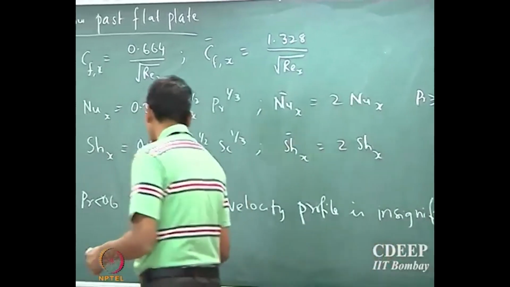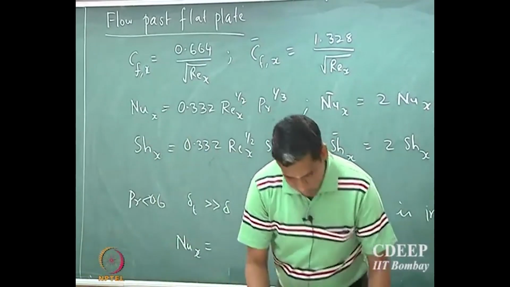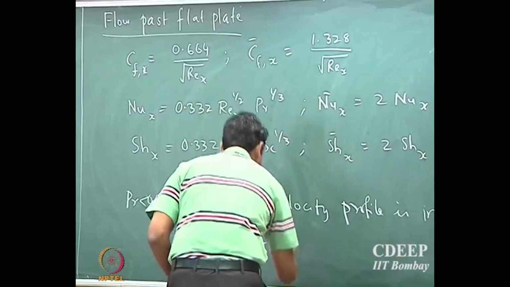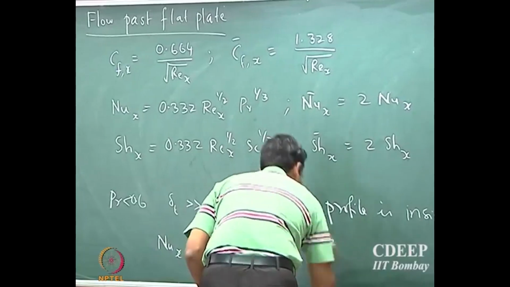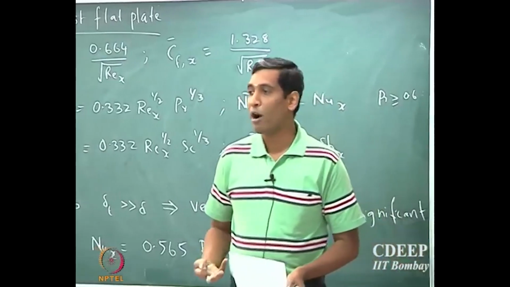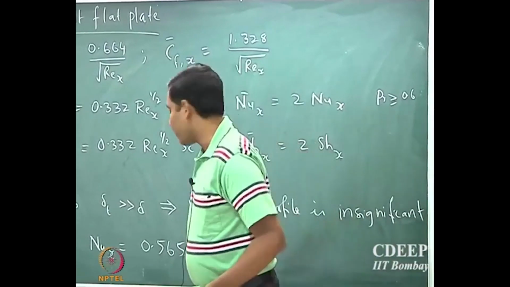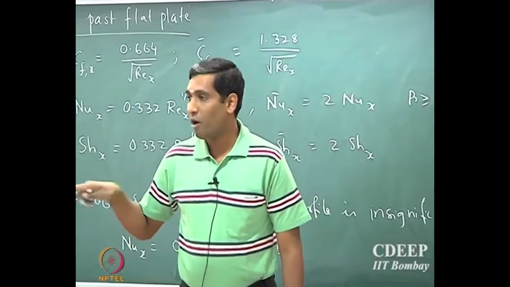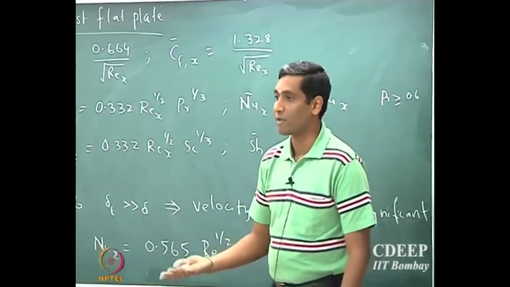And so the correlation corresponding to that would be 0.565 Reynolds number to the power of 1 by 2 and Prandtl to the power of 1 by 2. So you get a different scaling for Prandtl number because the velocity is now not playing a significant role in the heat transport process. By solving the equations, you have to make an approximation. Remember, you solve the momentum equations. Now you don't have to solve the momentum equation. You assume that the velocity is constant. Right? You say it's a flat velocity profile.